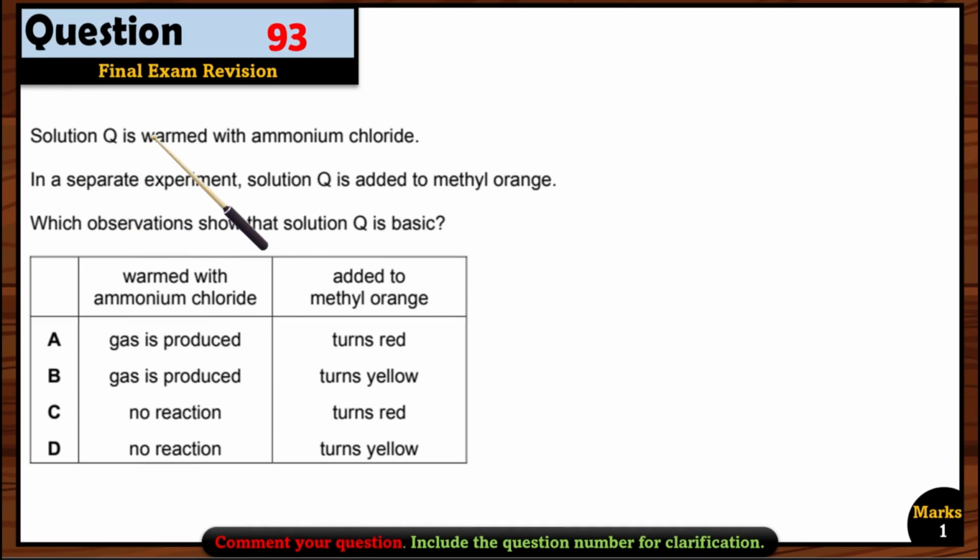Question 93. Solution Q is warmed with ammonium chloride. In a separate experiment, solution Q is added to methyl orange. Which observation shows that solution Q is basic? Okay, now let's see one by one. If solution Q is basic and it reacts with an ammonium salt, it must produce ammonia gas. So a gas is produced. So option A or B can be right. Now let's see the second experiment. When it is added to methyl orange, if it is basic, it should change the color to yellow. So if it turns yellow, it means that it is basic in nature. So that's why option B is the right option here.